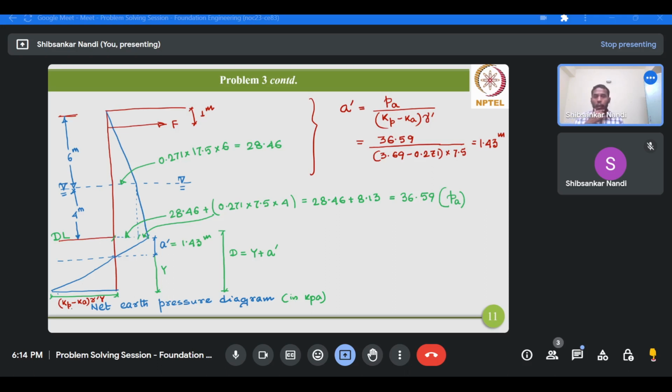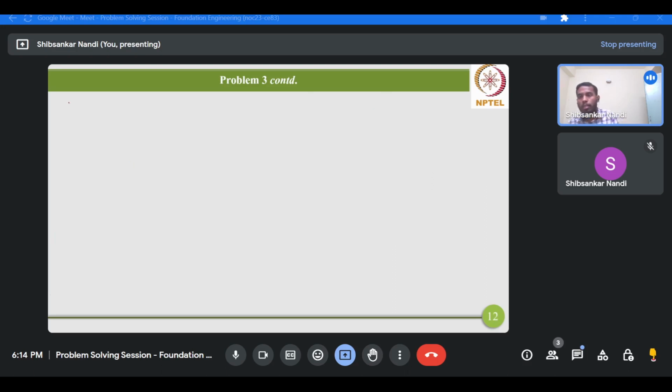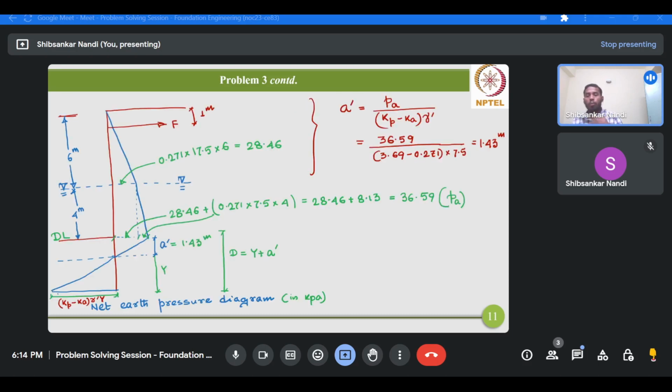Now this completes the net earth pressure distribution on the given anchored sheet pile wall. Now we'll try to satisfy the two conditions, similar to the previous problem. The first one is the force equilibrium in the horizontal direction, that is summation of Fh equals 0, and the next one is summation of M base equals 0.